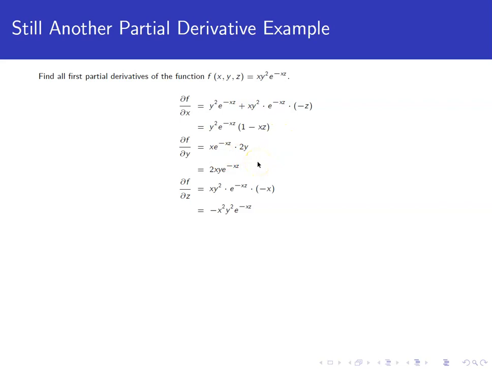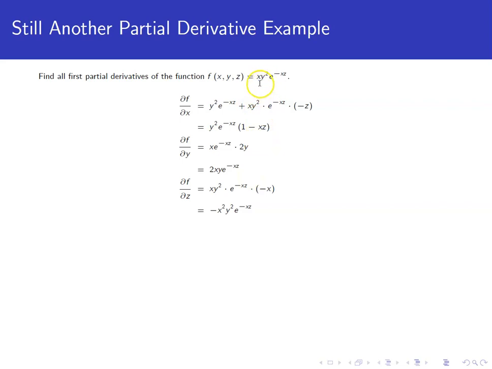All right, when we differentiate with respect to y and with respect to z now, notice that we don't have a product rule anymore that we have to worry about. Because I only have one thing that has a y in it, I only have one thing that has a z in it. So when we differentiate here, the x and the e to the minus xz are just constants. Derivative of the y squared is 2y. So put it all together, we get 2xy e to the minus xz.